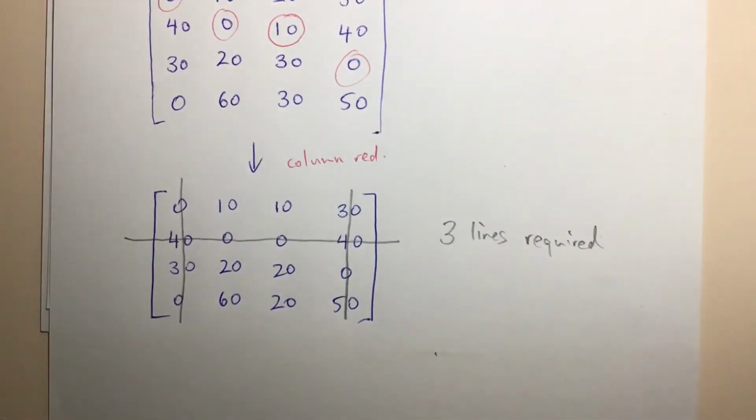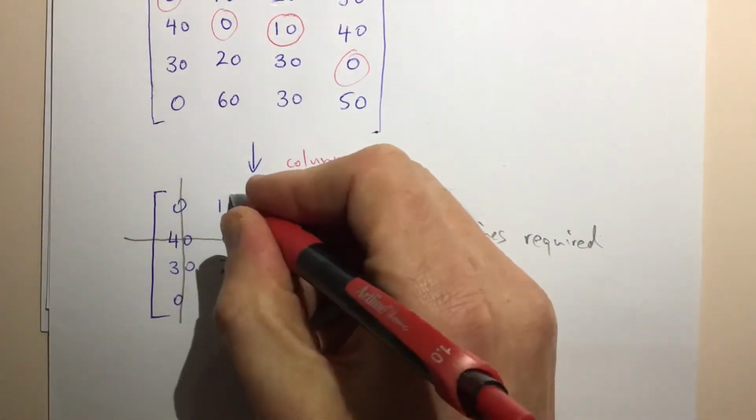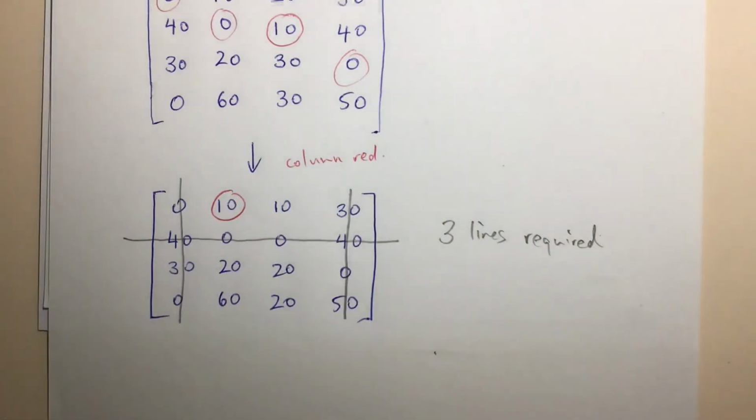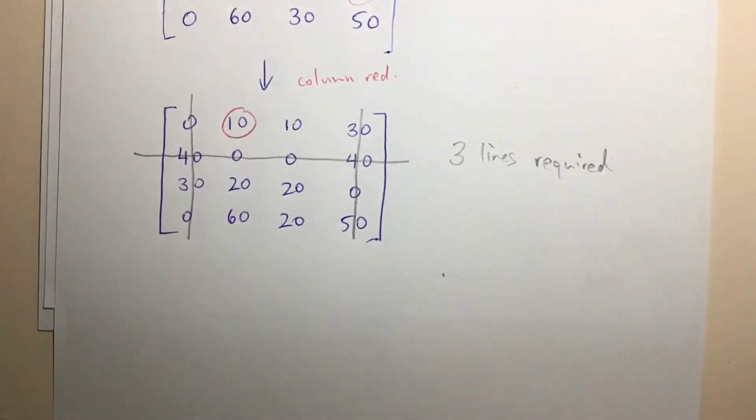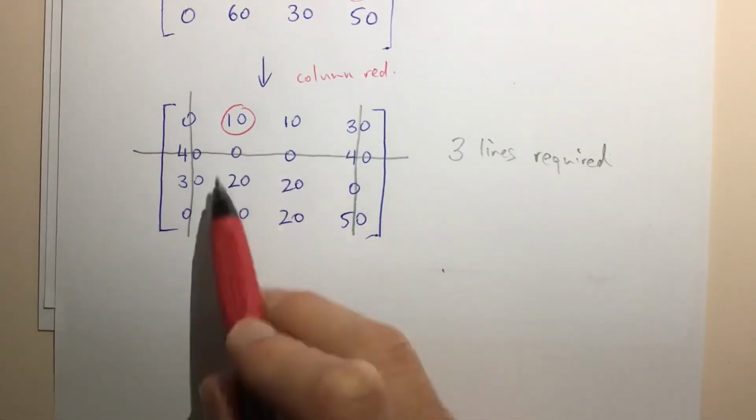So what we're going to do is, using the matrix that we have with our crossed out lines there, we're going to find the smallest number that's not covered by one of these lines. And in this case, that's a 10. All right, so that's our smallest uncovered number. And what we're going to do is subtract that number from all of the uncovered numbers.